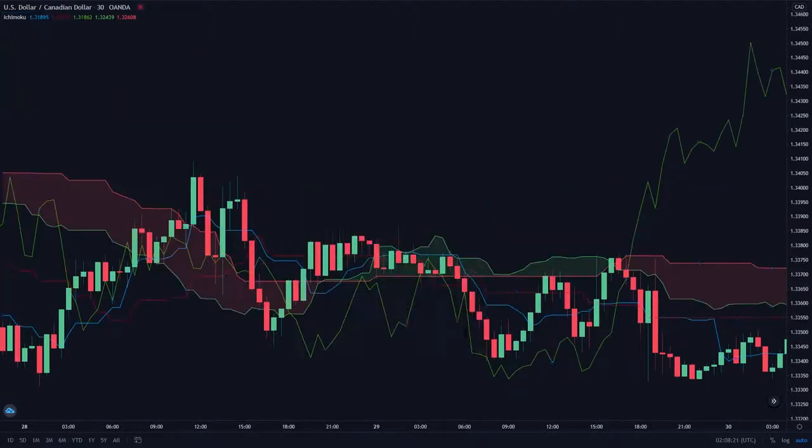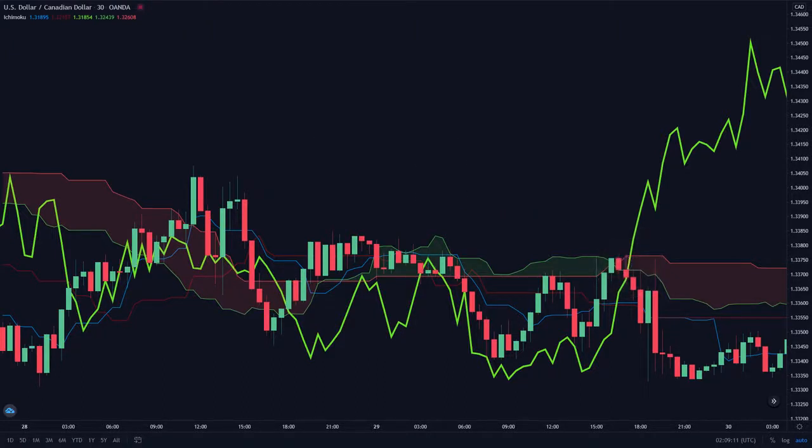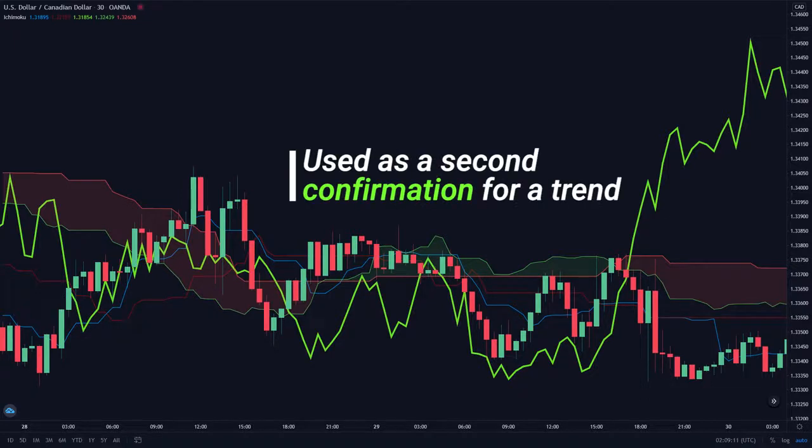Lastly, we have the lagging span, also known as the Chikou span. The lagging span is optional. Some traders use it, some traders don't. The lagging span can be used as a second confirmation for a trend.